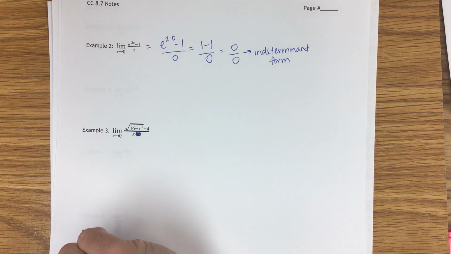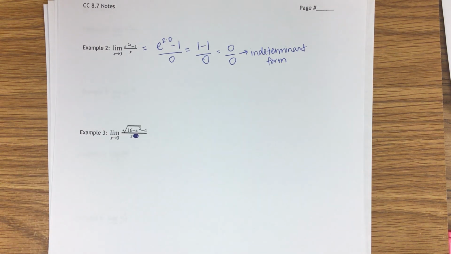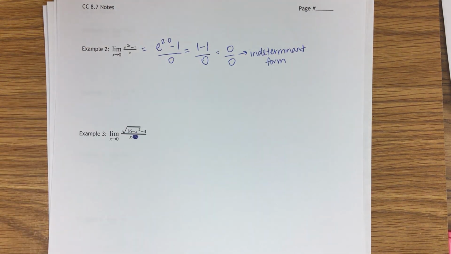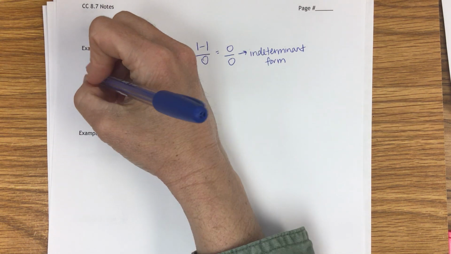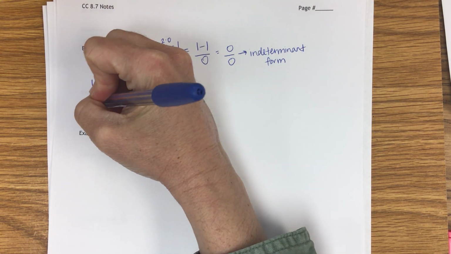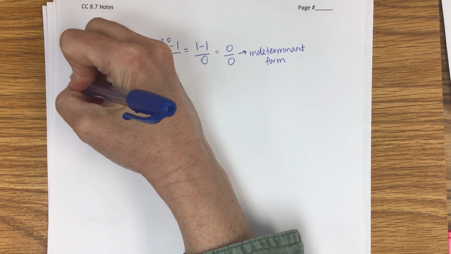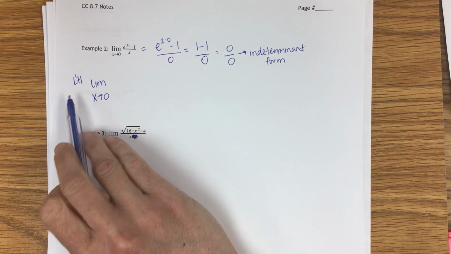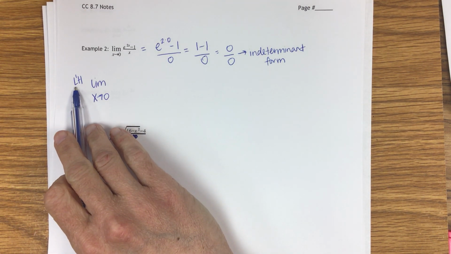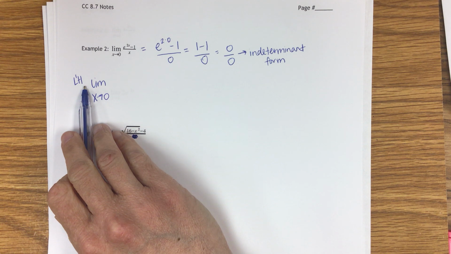And our something different is going to be L'Hopital's rule. L'Hopital's rule is when you take the derivative of the numerator and the derivative of the denominator, and then try substitution again. I'm just going to write LH, shortening L'Hopital's rule, so you know what I'm doing.